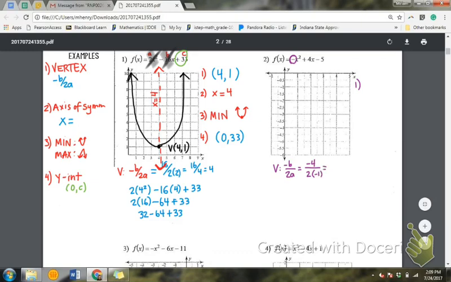You don't do the opposite on that one? Nope, do not do the opposite on the a, just on the b. So negative 4 over negative 2 is 2. Okay, so there's the first coordinate of my vertex.